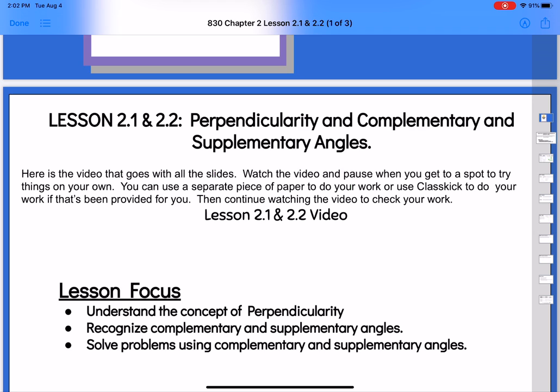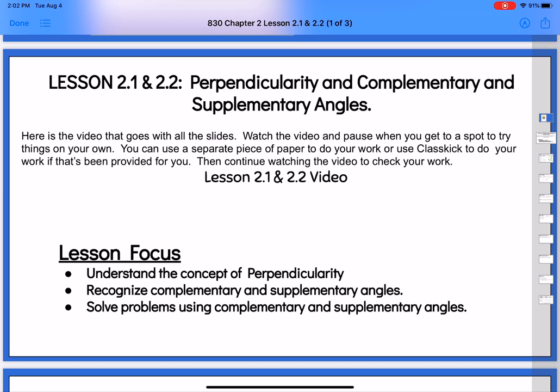So 2.1 and 2.2. 2.1 is all about perpendicularity, and 2.2 is about complementary and supplementary angles. So we're going to really focus on remembering what perpendicular is all about, and then we're going to work on recognizing complementary and supplementary angles, and then using that idea of complementary and supplementary angles in order to solve some problems. So that's going to be our lesson focus for today.